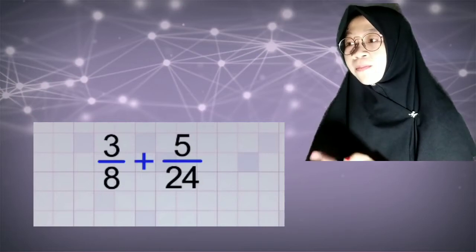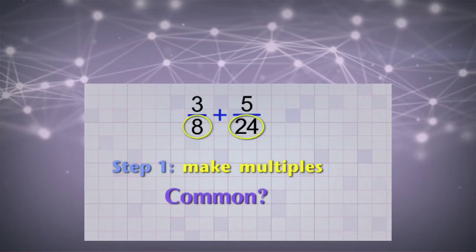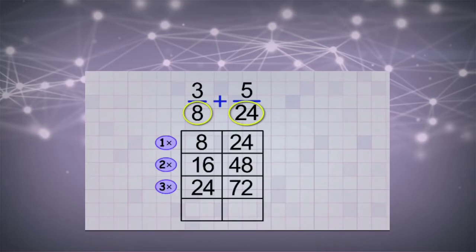Let's start with the problem: 3 over 8 plus 5 over 24. Step 1 is to take our two bottom numbers and make multiples of them to see if we can find a common multiple. First, let's multiply them both by 1. That's easy. We have 8 and 24. Next, we multiply them both by 2. That gives us 16 and 48.